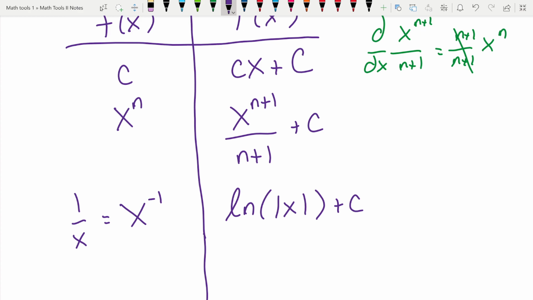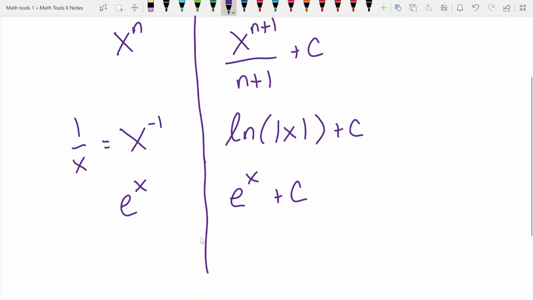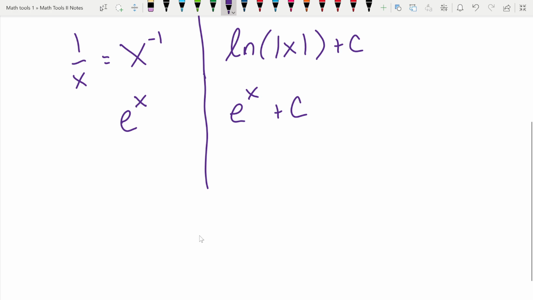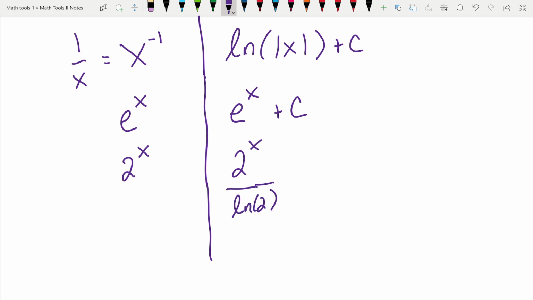Other special functions: e to the x. As we might expect, the antiderivative is e to the x. In general, if you don't have e to the x, if you have 2 to the x, the antiderivative is 2 to the x over the natural log of 2. That's because the derivative of 2 to the x is 2 to the x times the natural log of 2.